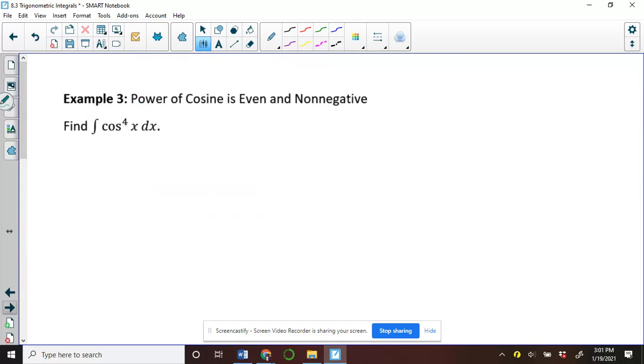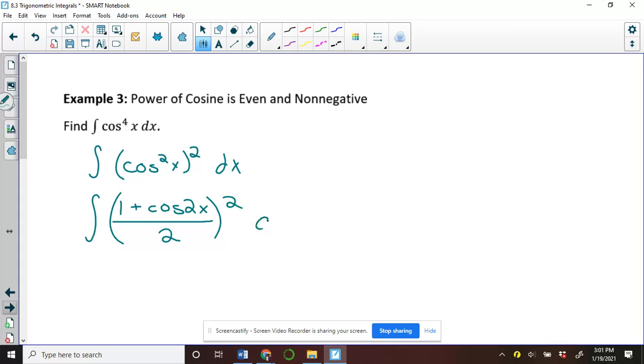We're going to look at one more integral. And in this case, we have an even power of cosine. So we have cosine to the fourth. Or if we wanted to change this up to help us out a tiny bit, we could say that this is cosine squared of x, squared, dx. This allows us to use the half angle identity that we have 1 plus cosine of 2x divided by 2, quantity squared, dx.